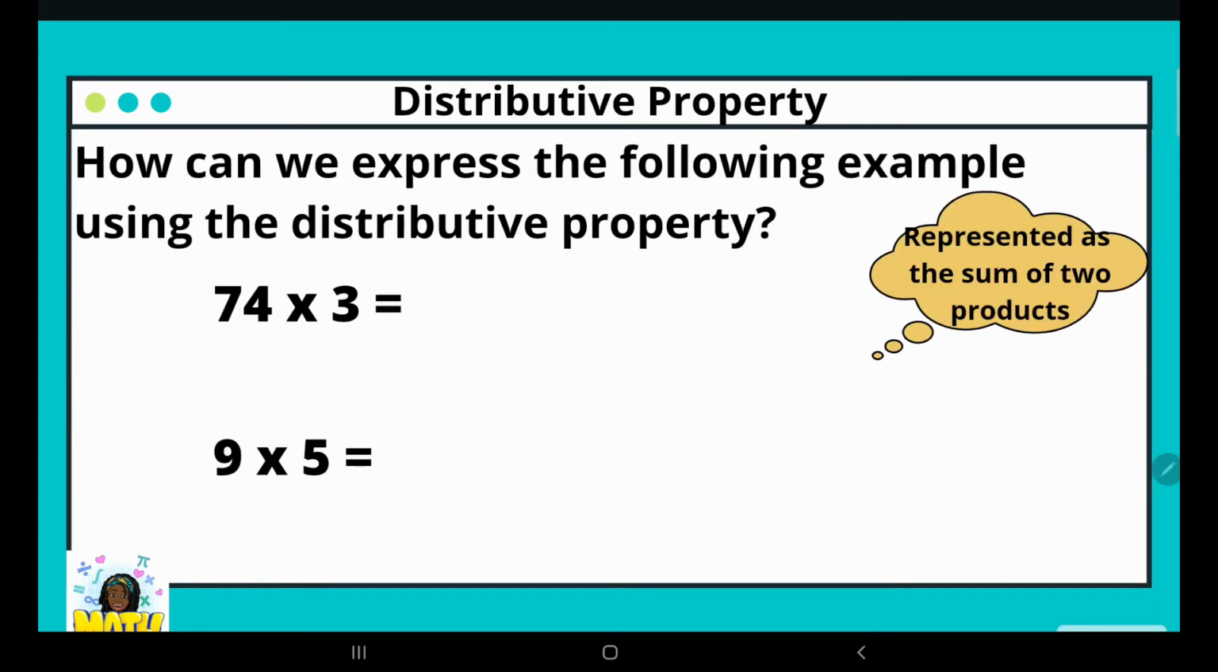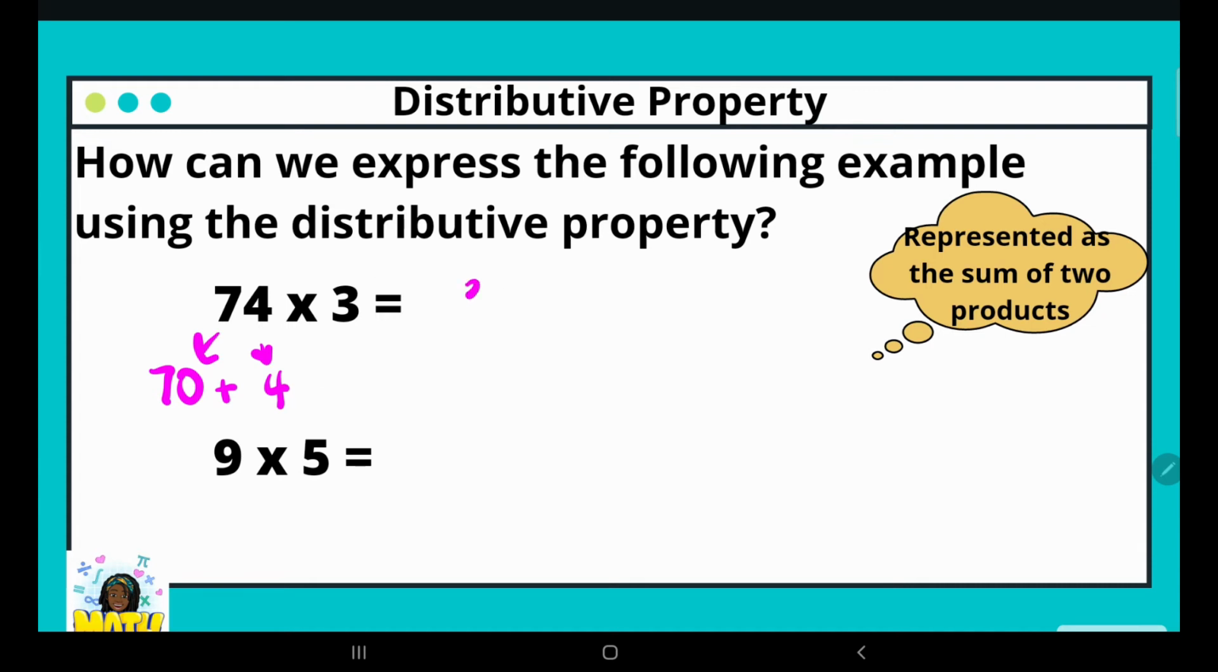Now let's take a look at this. So here we're going to actually break down some numbers and then apply the distributive property. How can we express the following examples using the distributive property? If I take a look at 74, 74 is a big number, but I can break it down into tens and ones. So if I break it down into tens, I have 7 tens, which is 70, and 4 ones. Okay, so that's being added. And I'm going to now multiply that sum of 70 plus 4 by 3.